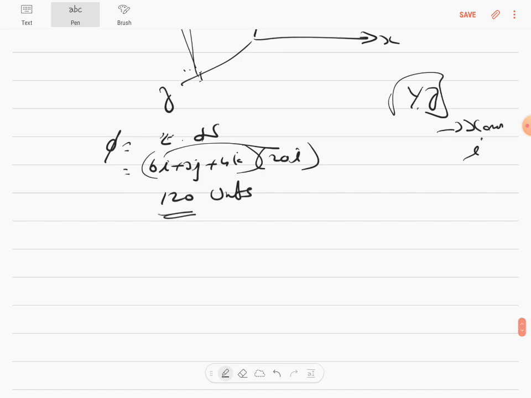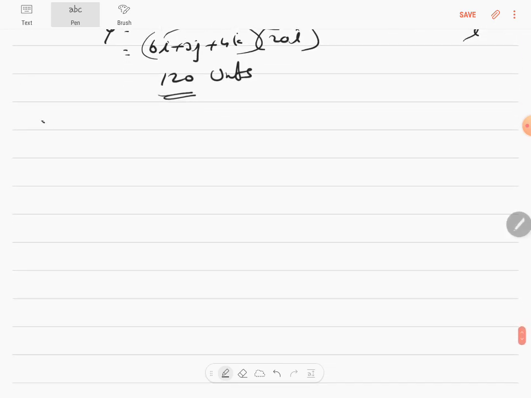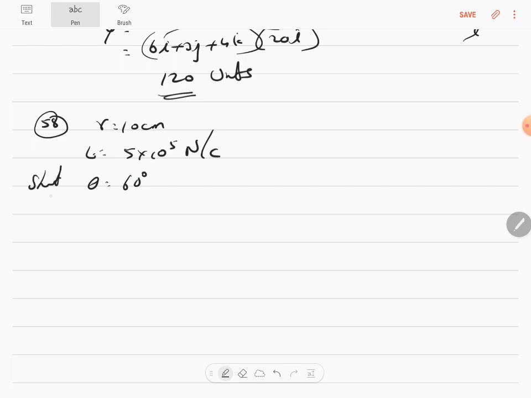Next is example 58. A circular plane sheet of radius 10 centimeter is placed in a uniform electric field of 5 into 10 to the power 5 Newton per Coulomb, making an angle of 60 degrees with the field. The sheet is making an angle theta of 60 degrees with the field, between the sheet and the electric field.